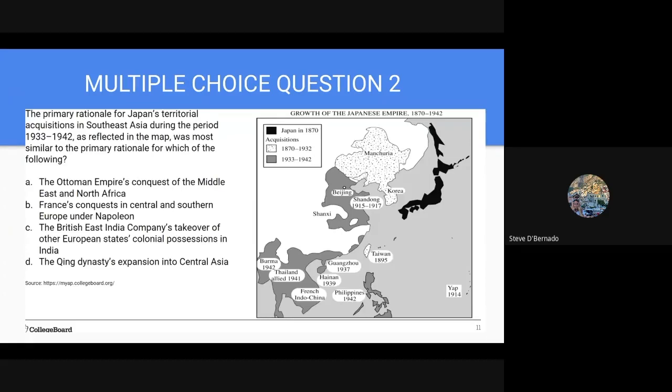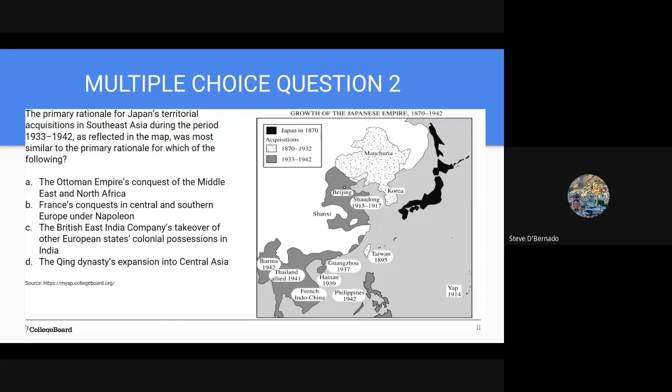Multiple choice question 2. The primary rationale for Japan's territorial acquisitions in Southeast Asia during the period 1932 to 1942, as reflected in the map, was most similar to the primary rationale for which of the following? All right, so we understand the primary rationale for Japan's imperialistic attitude. Now let's match it up with another empire. A, the Ottoman Empire's conquest of the Middle East and North Africa. B, France's conquest in Central and Southern Europe under Napoleon. C, the British East India Company's takeover of the other European states' colonial possessions in India. That might be it. D, the Qing dynasty's expansion into Central Asia.